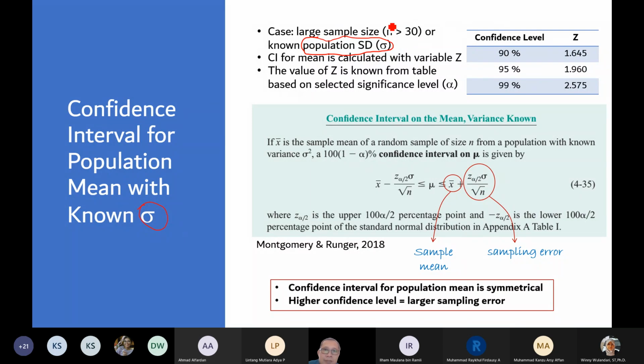So if the sample size is large meaning n is larger than 30, or if we can assume that the sigma is known, then we can use this formula to calculate confidence interval of mu. Yeah. By using what is known as a z variable.